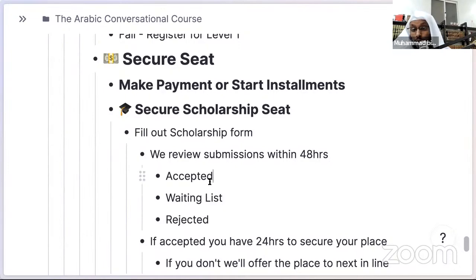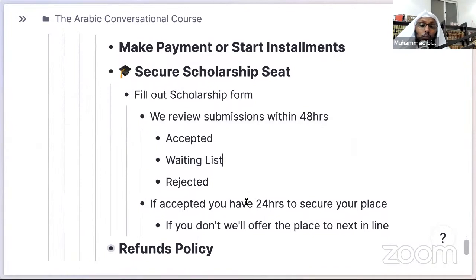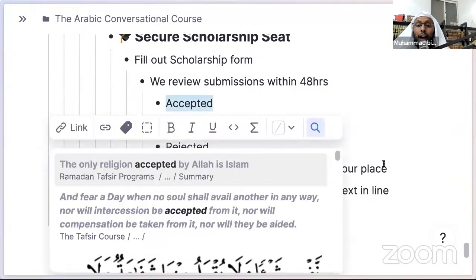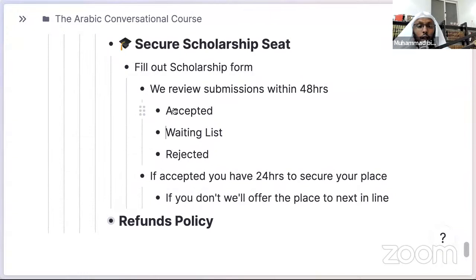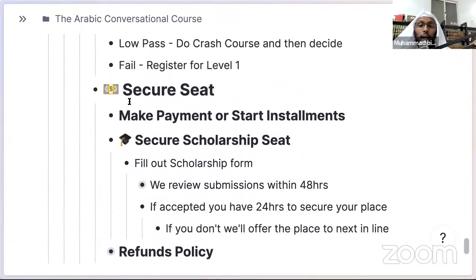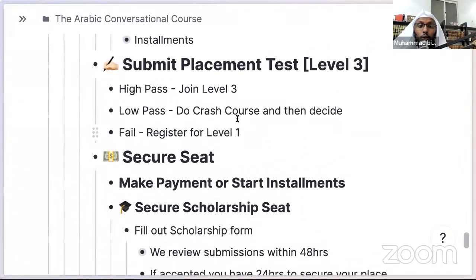So you're going to be either accepted or rejected, or we'll put you on a waiting list. Waiting list basically means that, hey, we would love to accept you, but there are other students that fit more of the criteria. Let's give them a chance to sign up for the scholarship. If they don't, then we'll reach out to you. If you have been accepted, then you have 24 hours to secure your place. If 24 hours go by, then we'll offer the place to the next in line. So that's when we reach out to those on the waiting list. So if you get a message saying you're on the waiting list, don't lose all hope, inshallah. Okay? Barakallahu feekum. So that's how you secure your seat.